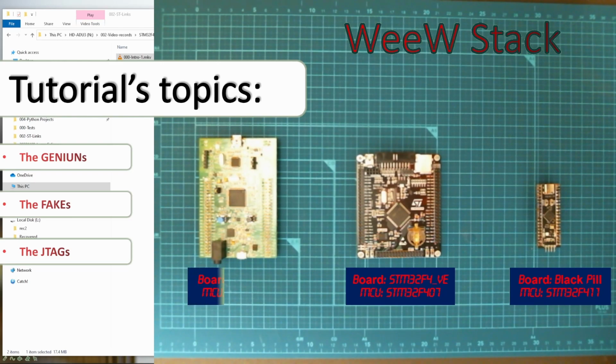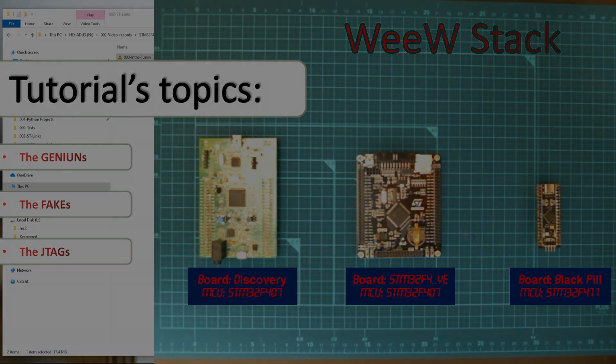And at the end, we are going to review also the Discovery board, which is an official ST board that they are releasing. The microcontroller is the STM32F407, almost the same as the board in the middle. The last two digits are different, and we will see it in the next videos. So for today, we will use these three boards, and we will experiment how to load code inside of them.